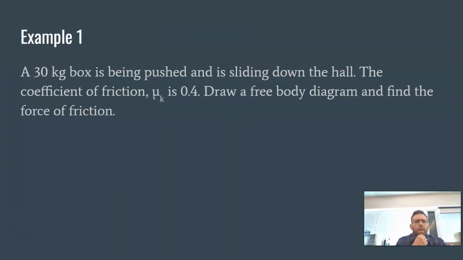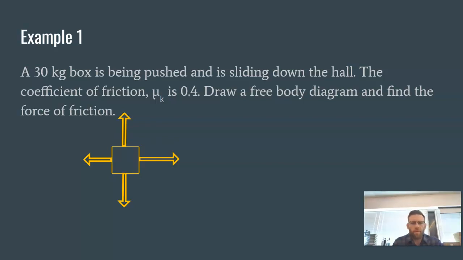All right, so a 30 kilogram box is being pushed and it's sliding down the hall. The coefficient of friction, μk, is 0.4. Draw a free body diagram and find the force of friction. Okay, so what I might do here is try to draw a free body diagram. We've gotten to the point where we can draw many forces acting on this object. We said it's being pushed, so there's an applied force, so I'll draw an arrow for that. But we also know that there's a force of friction, so we'll draw an arrow for that. We also know that there's a force of gravity, so I'll draw an arrow for that. And there is a normal force that's going to be equal and opposite to gravity, so I'll draw that. Okay, so our free body diagram would look something like this.